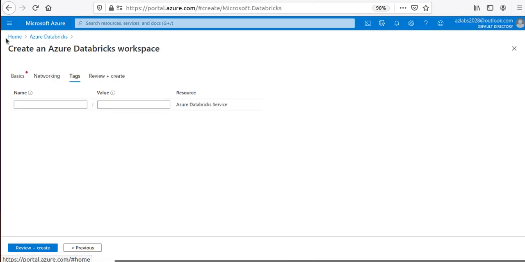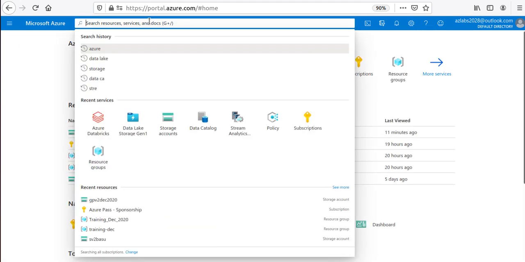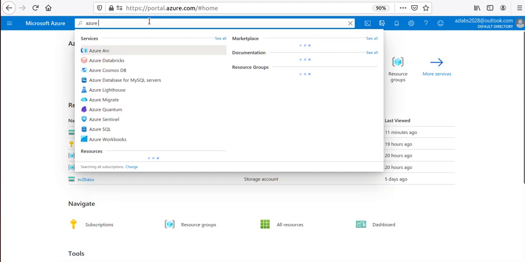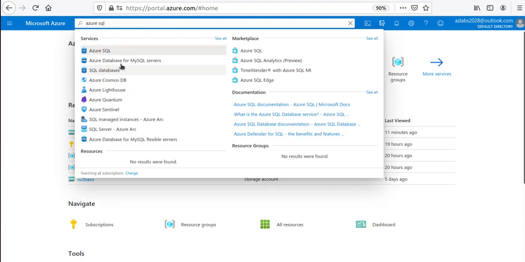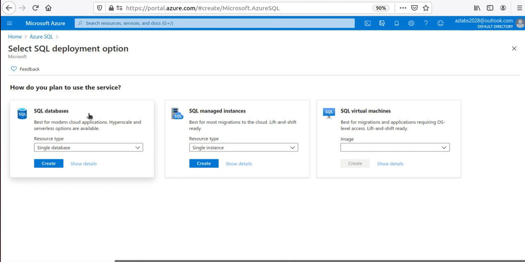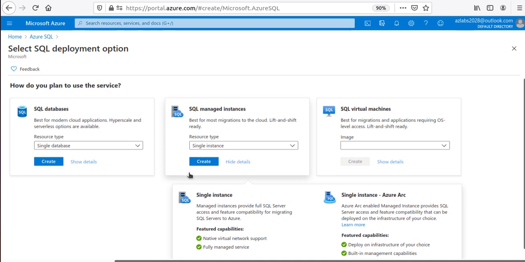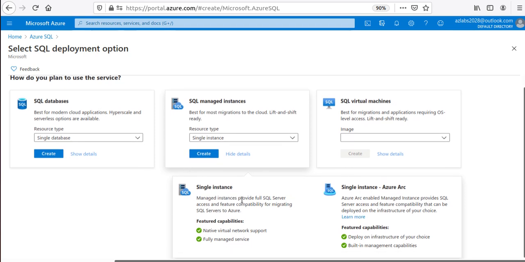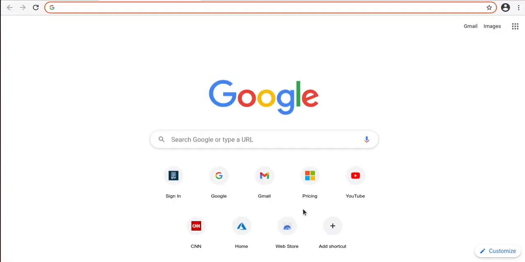Again, this subscription, we won't be able to create, but I can take a look at it. So Azure SQL is right there. So you just click on it. Again, you create an Azure SQL resource, and once you click on it, it's going to tell you what you want to create: SQL database, SQL managed instances, SQL virtual machine. This is the one that you would most likely select if you want managed instances to provide full SQL Server access and feature compatibility for migrating SQL servers to Azure. So that's the beauty of it. So let's go back.